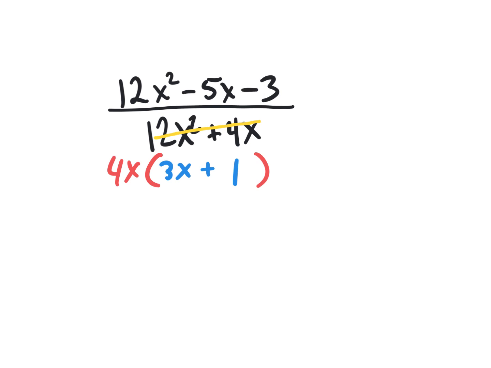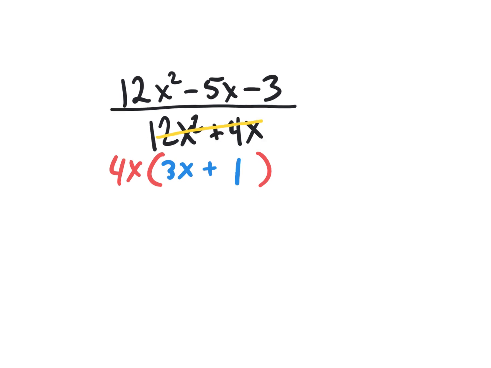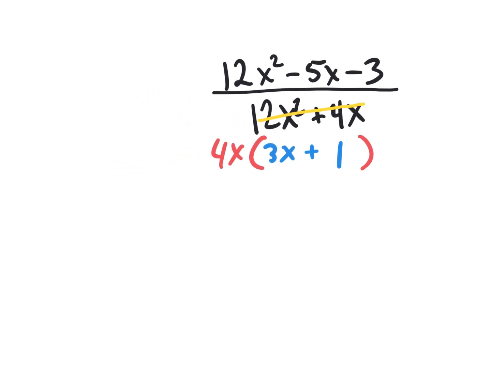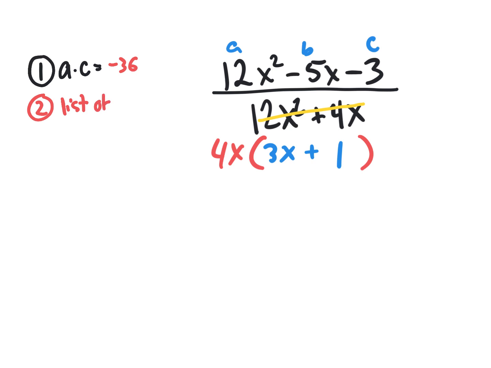Now, what about that top one? That top one is going to require a multi-step process. Do we remember that multi-step process? Step 1 was to do what? A times c, that's right. And what is a times c? 12 times negative 3 is negative 36, right? Okay, negative 36. Now, what was step 2 in the process? Make a list of multiples of the negative 36. So let's make a list.